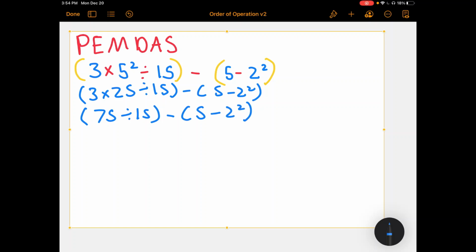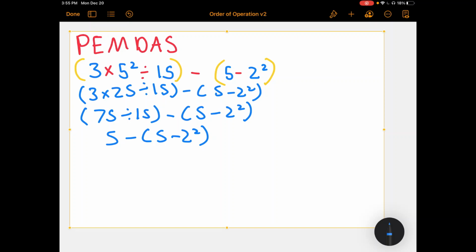We have one more operation to do in the first parentheses, and that's the 75 divided by 15. That's going to give us 5. So now we have 5 minus, and we'll rewrite the rest of the equation, 5 minus 2 squared. Alrighty, so we've solved the first parentheses. Now let's tackle the second parentheses.